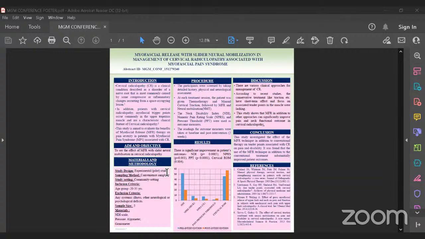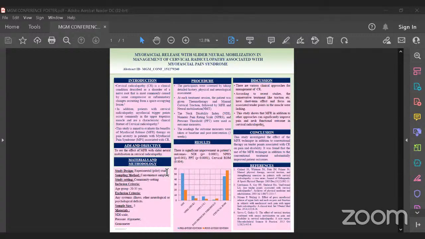The topic is myofascial release with slider neural mobilization in the management of cervical radiculopathy. Cervical radiculopathy is a disorder of the nerve root that is commonly caused by an inflammatory process occurring from a space-occupying lesion in the upper trapezius muscle. This study aimed to evaluate the benefits of myofascial release therapy on pain severity in patients with myofascial pain syndrome associated with cervical radiculopathy.